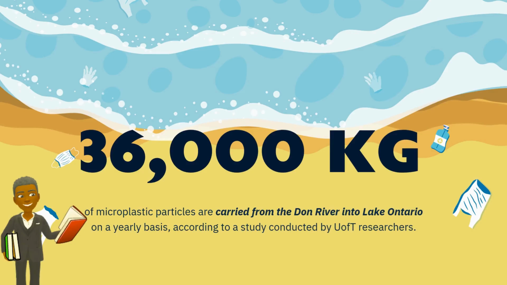During our research, we were surprised to learn the Don River itself carries a significant amount of pollution into Lake Ontario. Approximately 36,000 kilograms, or 500 billion particles of microplastic, on a yearly basis. This is equivalent to the weight of around 18 standard-sized cars. In comparison, macroplastics, or plastic content that is greater than 5 millimeters, only amass to around 160 kilograms.